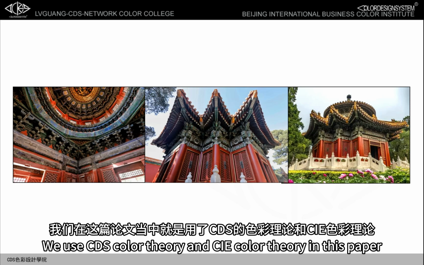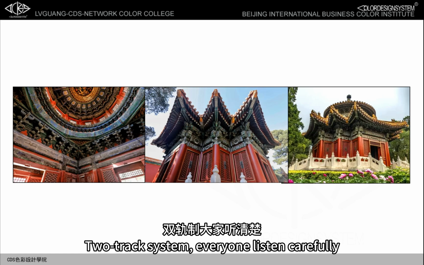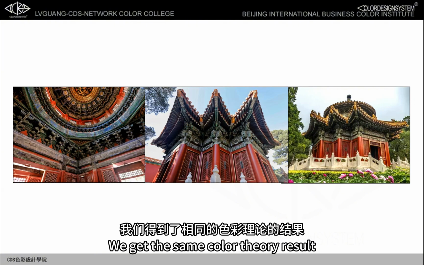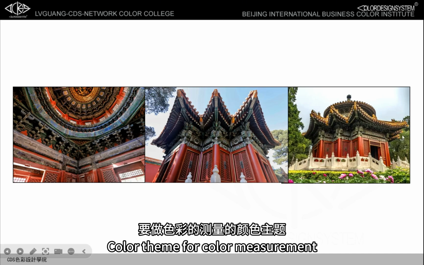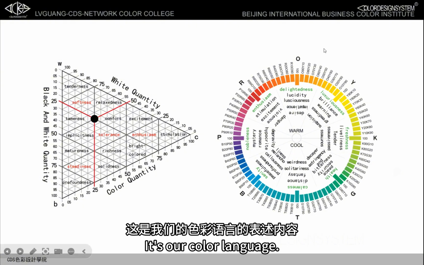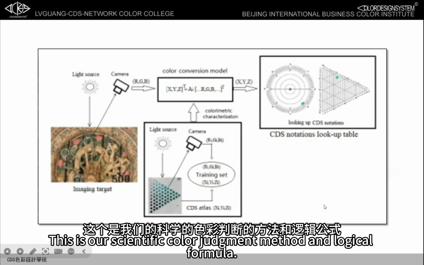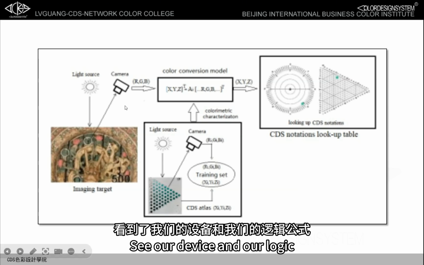We use CDS color theory and CIE color theory in this paper. Two systems, everyone listen carefully. Dual-track evaluation. We get the same color theory result. So that was the paper, color theme for color measurement. This is the color language we use. These are all from the paper. It's our color language. This is our scientific color judgment method and logical formula. We see our main image, our device and our logic.